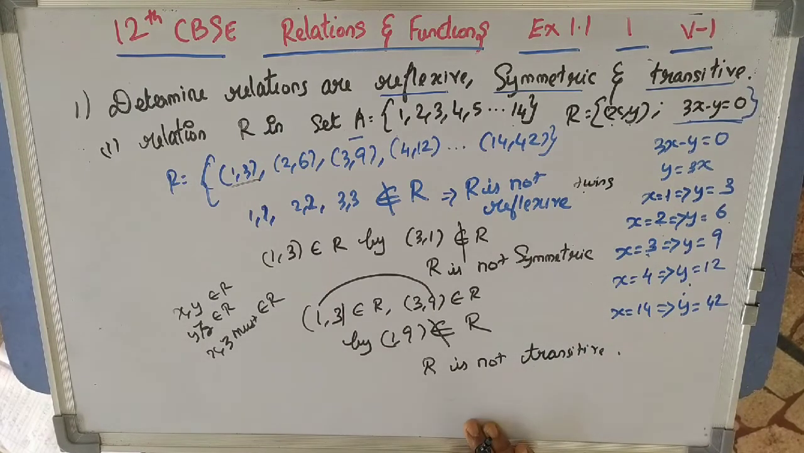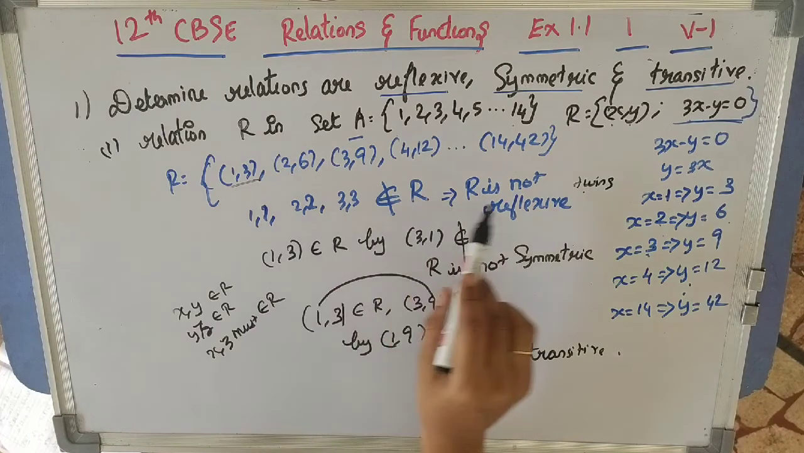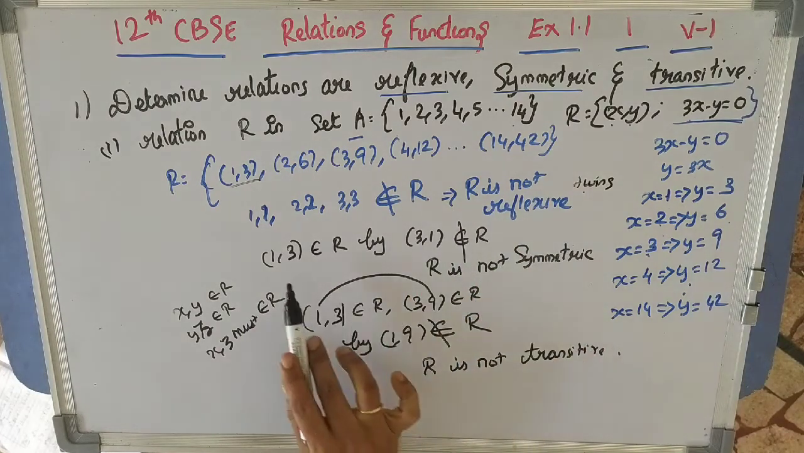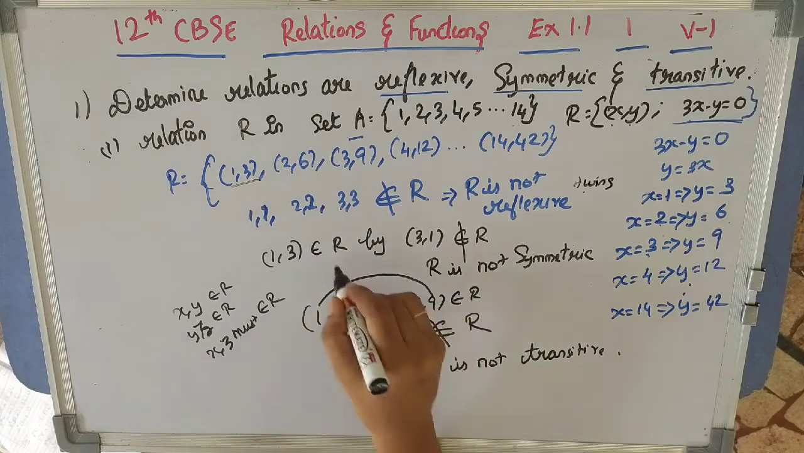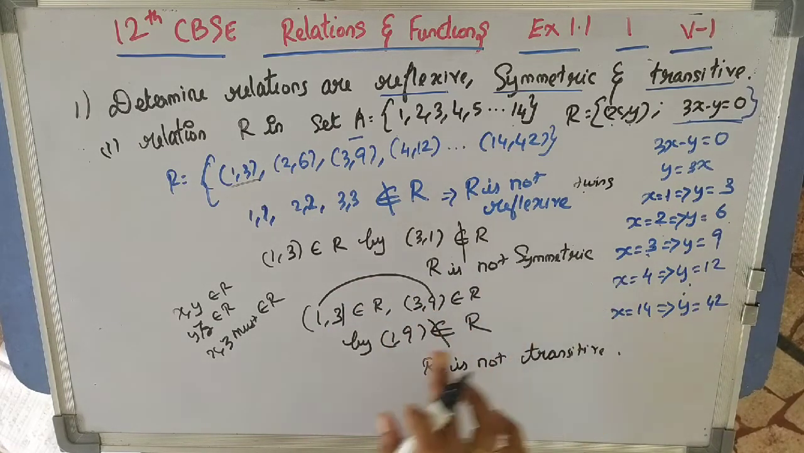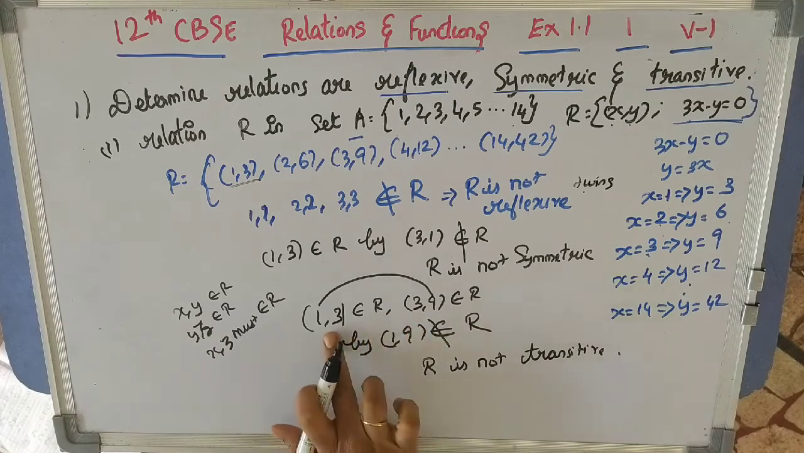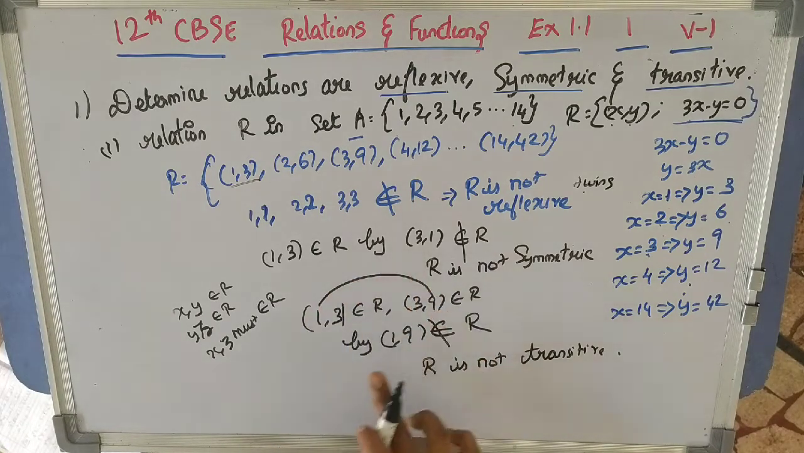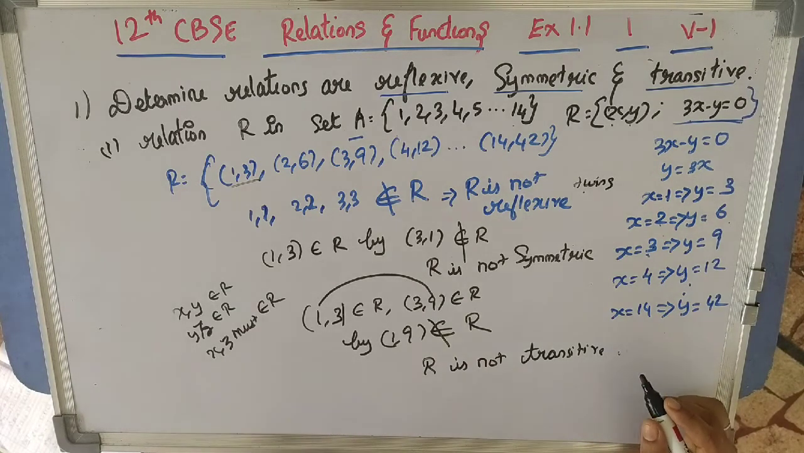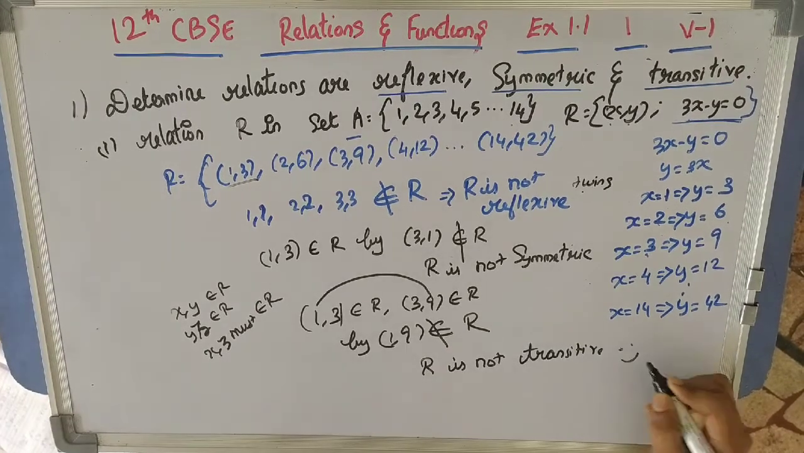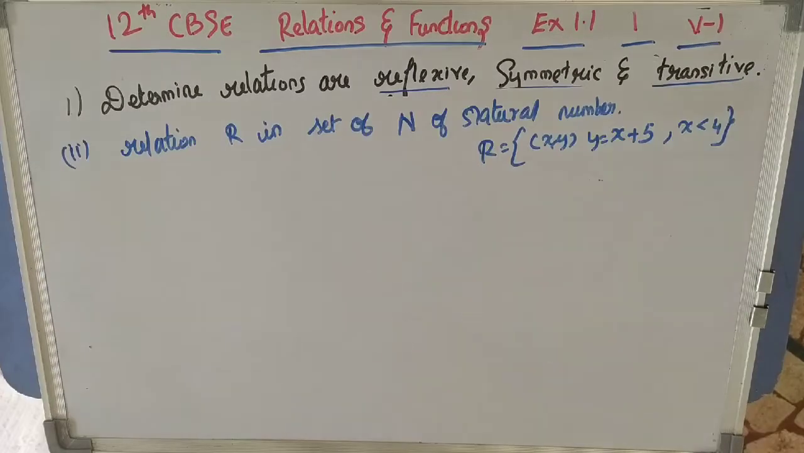Clear? Can you understand better? Okay. Now, let me explain again. Here (1, 1), (2, 2), (3, 3) pairs are not elements of R, so it is not reflexive. Here (x, y) is an element of R, but (y, x) is not an element of R, so it is not symmetric. It is not transitive because here (1, 3) and (3, 9) are elements of R, but (1, 9) is not an element of R. Clear? Okay. So with this, we can conclude this question and go to the next question.